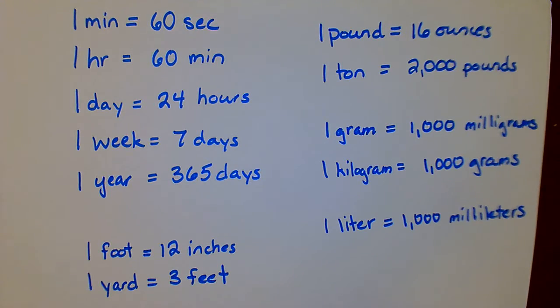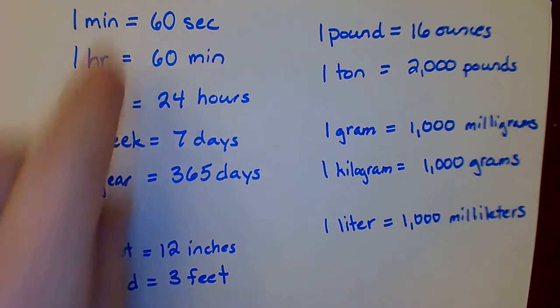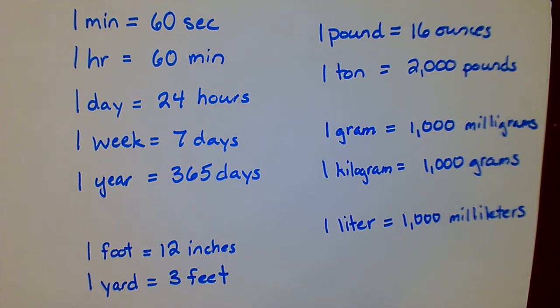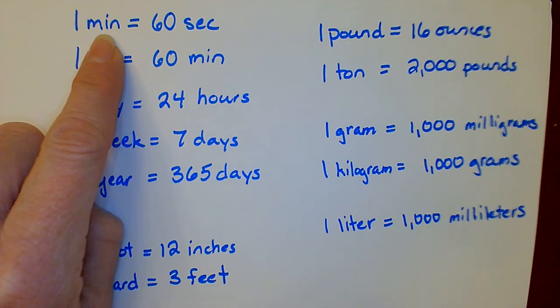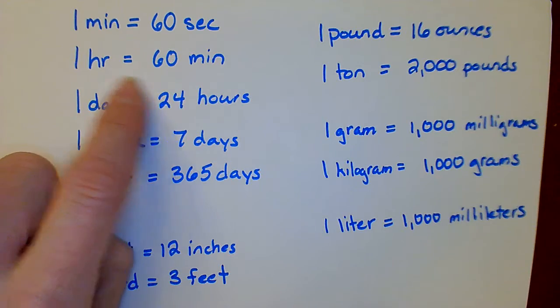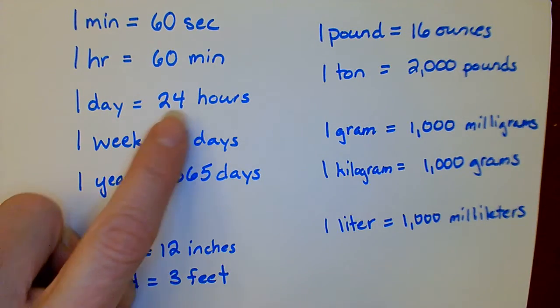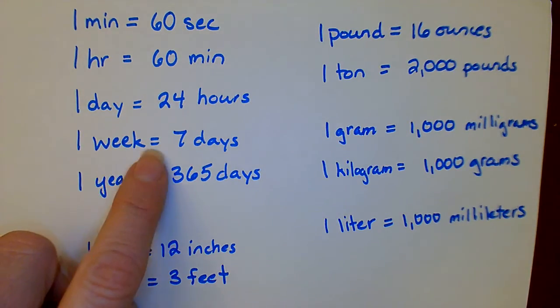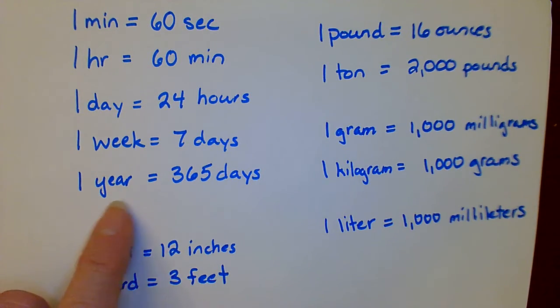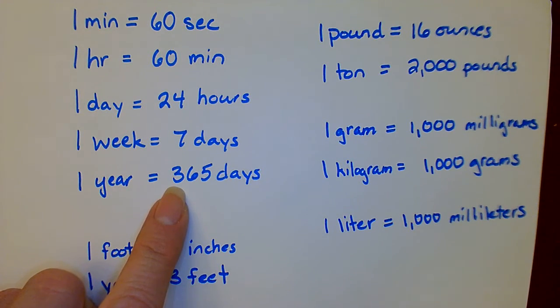We're going to talk about that in one more second, but first I want to show you some of the units of measurement that we've been using and some of the relationships that we have already seen. So for example, here are some things about time. One minute is equal to 60 seconds, an hour is 60 minutes, a day has 24 hours in it, one week is equal to 7 days, a year is equal to 365 days.